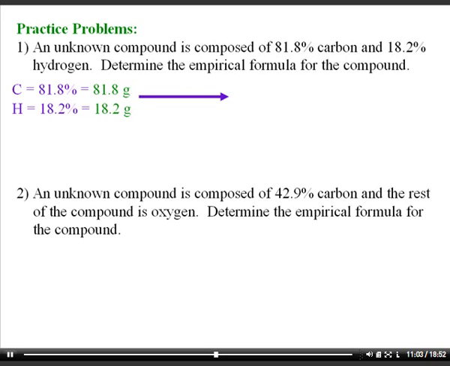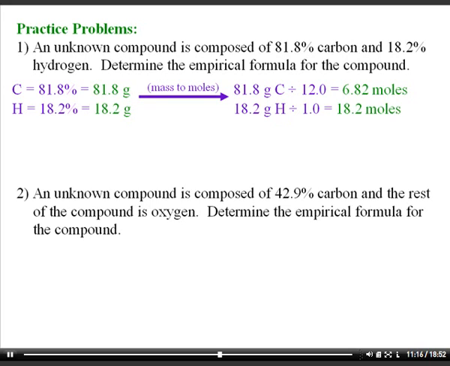Now you're going to change the mass to moles. And the way you do that is you just divide by the atomic mass of the atom on the periodic table. So you just divide carbon by 12 and you divide hydrogen by 1. And then you'll get the mole ratio.